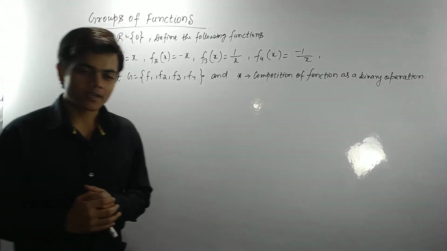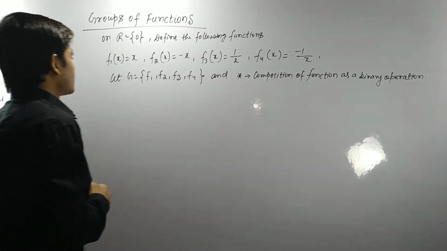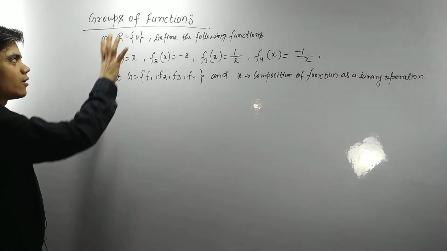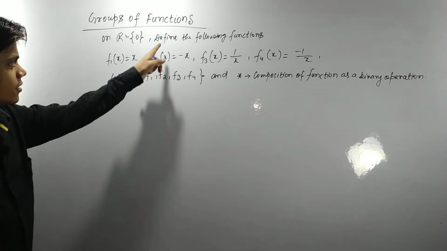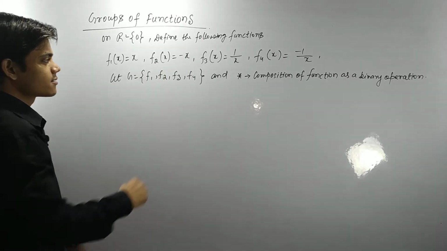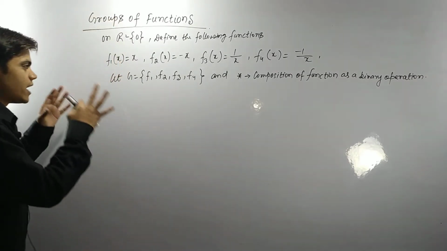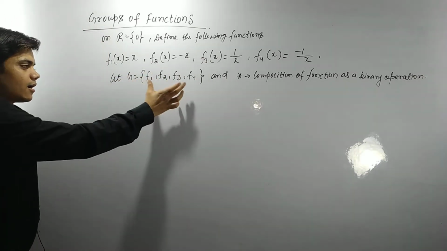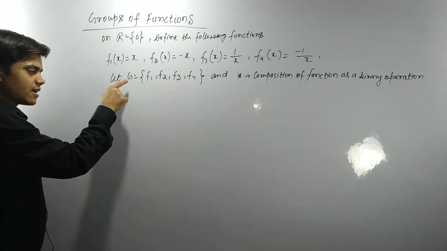Hi everyone. Today again we are here with another example of group, and this is called the groups of functions. Means what? There is a set R without zero, means zero function is not here. Then we have defined the following functions: f1(x) = x, f2(x) = -x, f3(x) = 1/x, and f4(x) = -1/x. And we have taken all these four, f1, f2, f3, f4, as a collection, as a set here. Okay? And we have named it as Z.